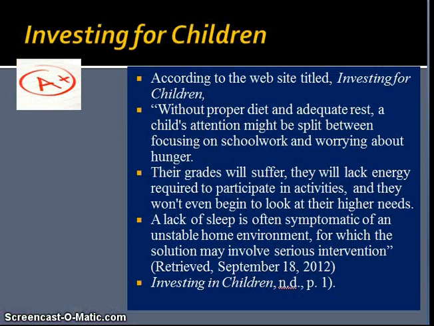According to Investing in Children, which is a website, without proper diet and adequate rest, a child's attention might be split between focusing on schoolwork and worrying about hunger. Their grades will suffer. They will lack the energy required to participate in activities, and they won't even begin to look at their higher needs. A lack of sleep is often symptomatic of an unstable home environment, for which the solution may involve serious intervention.